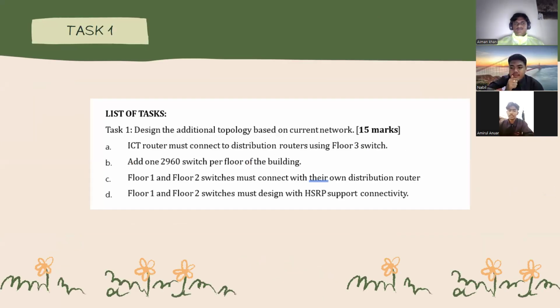Okay, moving on for task 1. List of tasks. Design the additional topology based on current network. ICT router must connect to distribution router using floor 3 switch. Add 1 2960 switch per floor of the building. Floor 1 and floor 2 switches must connect with their own distribution router. Floor 1 and 2 switches must design with HSRP support connectivity.